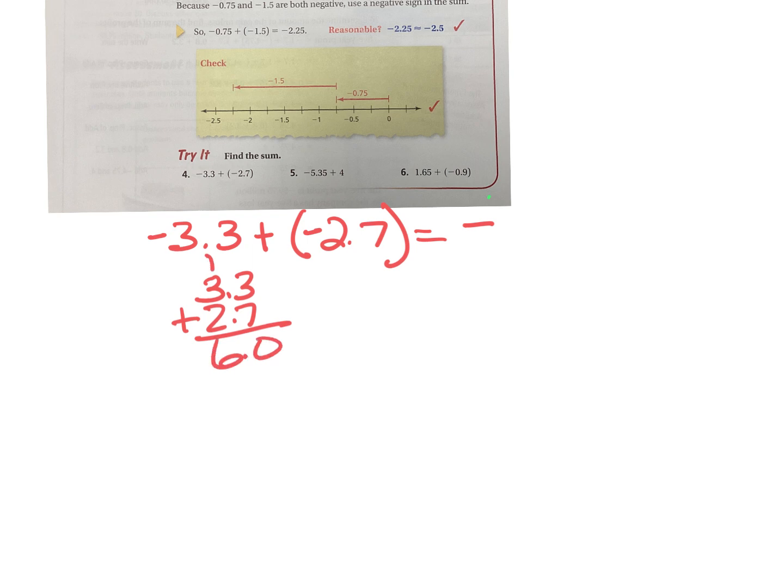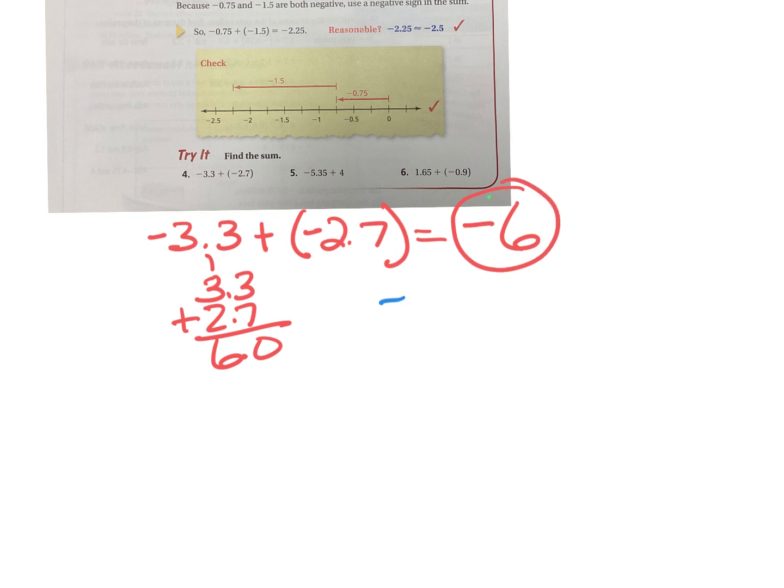And it gets me 6.0. So I put that over here. And because each sign was negative, it's going to be a negative. And my answer is negative 6.